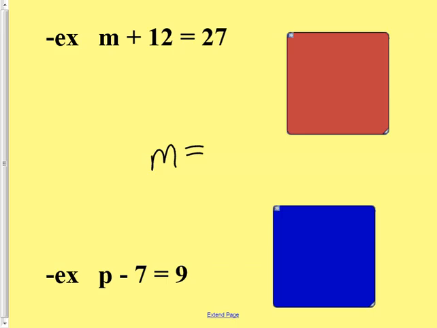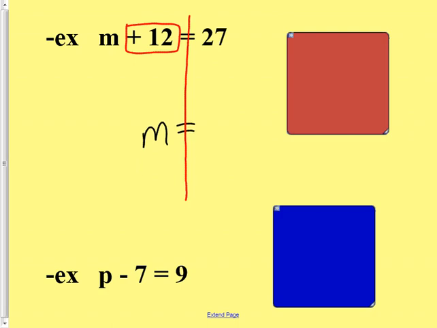To do that, we need to get rid of something, and it might help you to box it. What is it that we need to get rid of? Looking at my equation, I need to get rid of that plus 12, and then I'll have m by itself. The way to get rid of a plus 12 is to do the opposite of plus 12. The opposite of plus 12 is, that's right, minus 12. So we're going to subtract 12 on both sides of the equation.